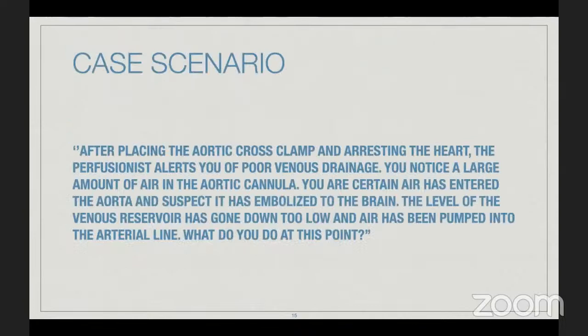Okay, so going further, after placing the aortic cross clamp and arresting the heart, the perfusionist alerts you that there's poor venous drainage. You notice a large amount of air in the aortic cannula. You are certain air has entered the aorta and suspect that it has embolized to the brain. The level of the venous reservoir has gone too low and the air has been pumped into the arterial line. What would you do at this point? Anyone? Do you understand the scenario?